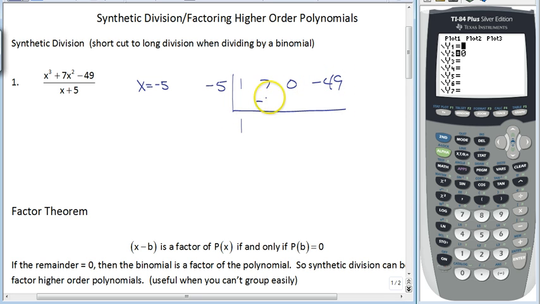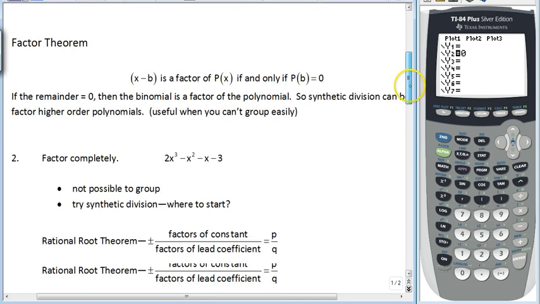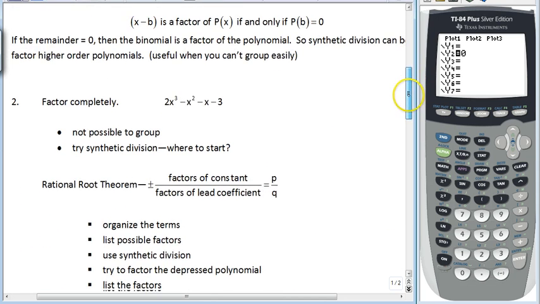Drop your 1. We have a negative 5, which will give us a negative 10, and then we have our 50, which leaves us with the remainder of 1, and that's bad. So, just wanted to quickly remind you that when you're using synthetic division to factor, remainders are bad. So, when we're going to factor these, and I don't give you a 0, what are you going to do?